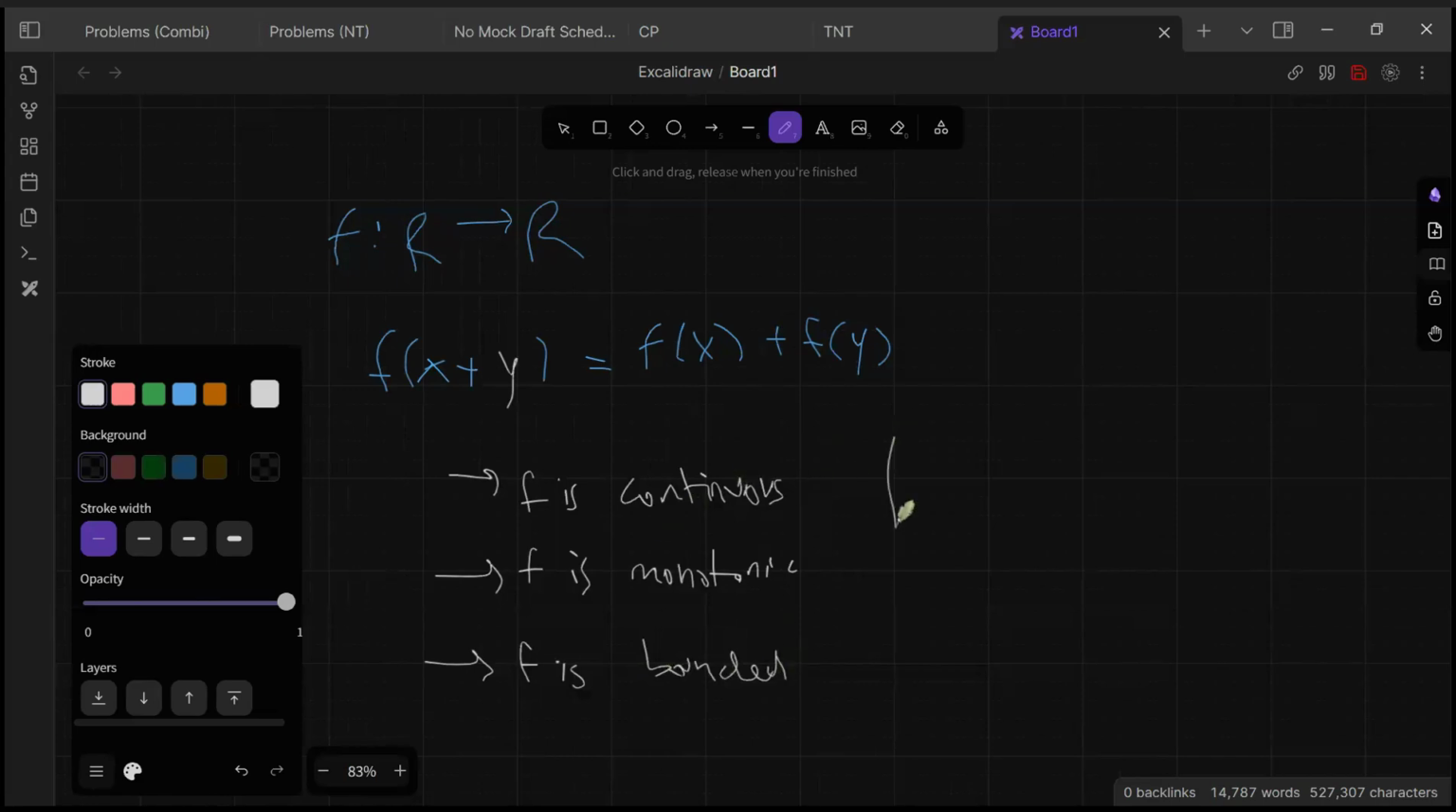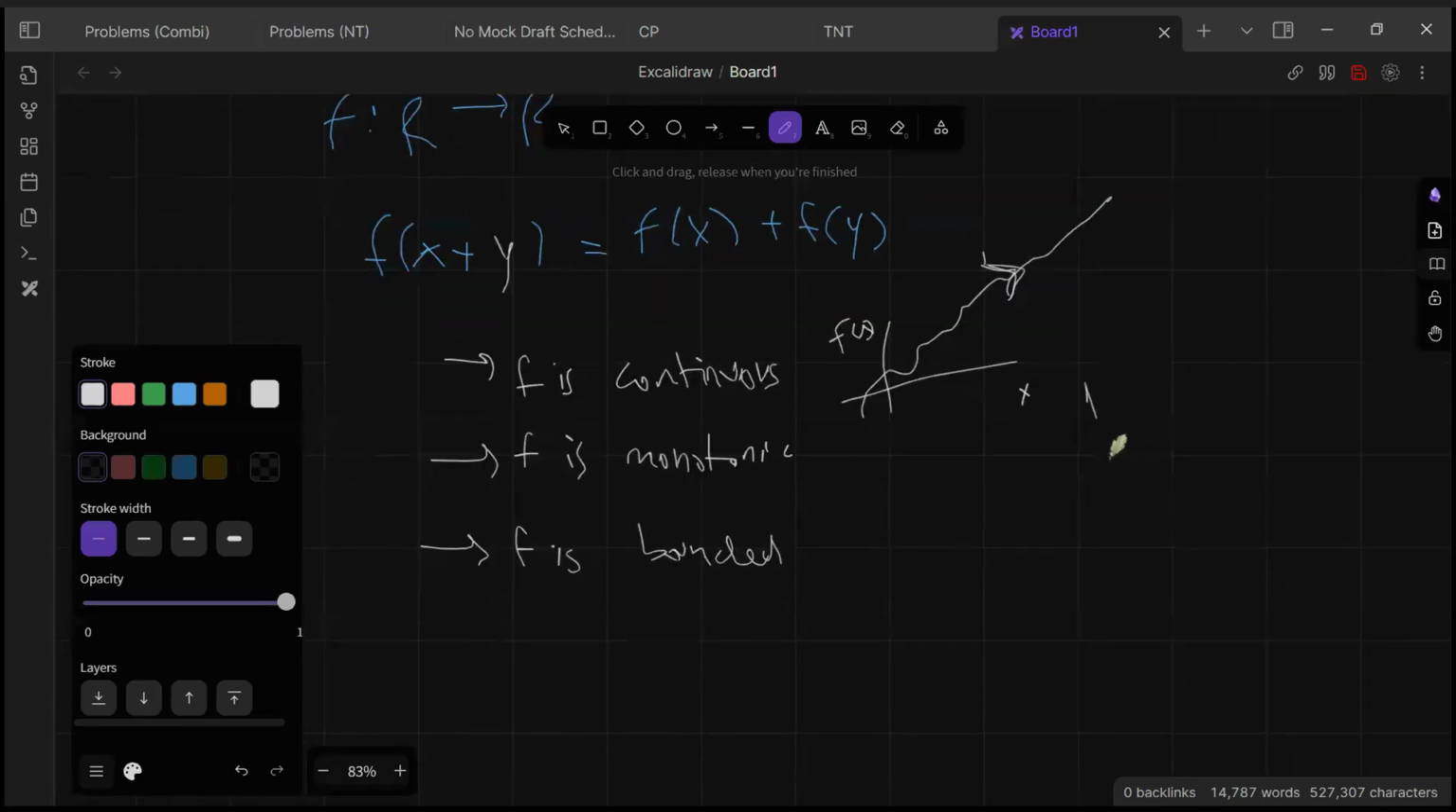Continuous means that we can draw f on the xy plane. Like this is x, this is f of x, let's say. Then we can draw it continuously. There is no gap. That is what it means roughly.